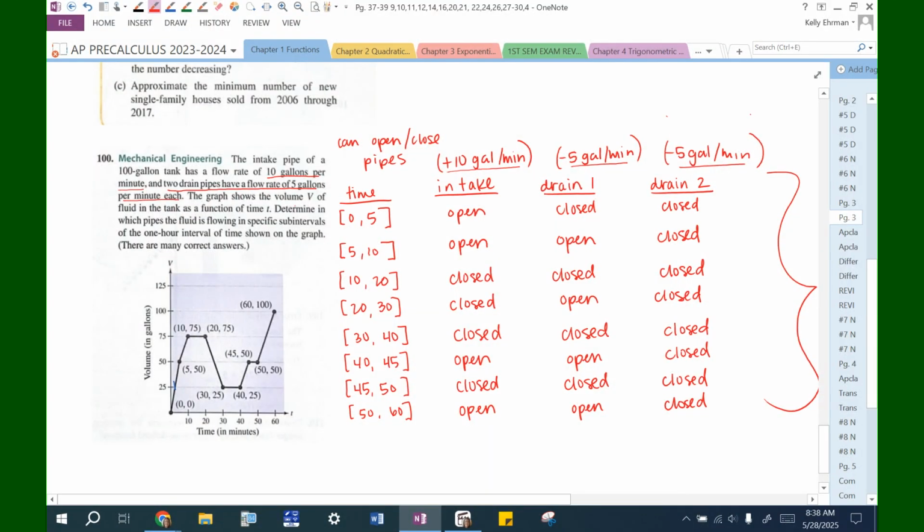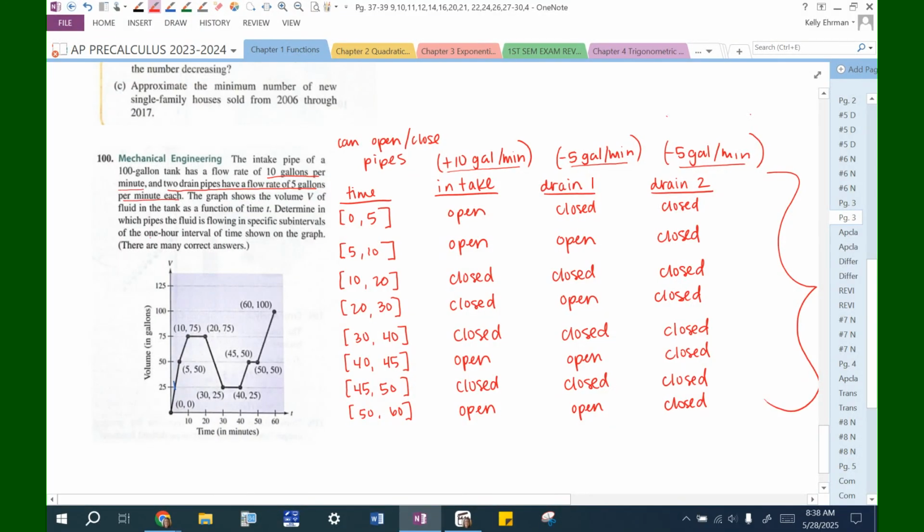All right. The graph shows the volume of fluid in the tank as a function of time. So we can see the volume is increasing, staying the same. The volume decreases, so more is leaking out than coming in. Then it stays the same for a while, then increases, same, increases. So volume is changing because water is either coming in faster than it's draining, or they're equal, or water is draining faster than it's coming in.